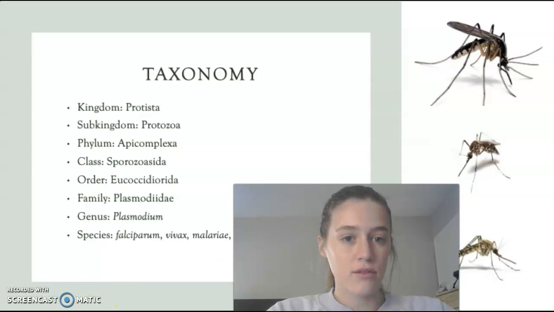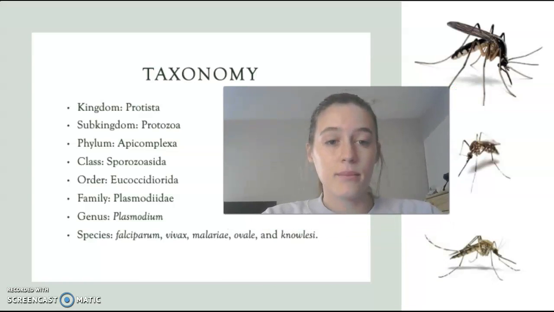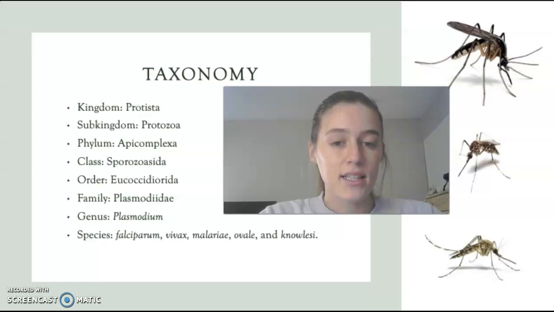So let me move myself here. The taxonomy for malaria: the kingdom is Protista, the subkingdom is Protozoa, the phylum is Apicomplexa, the class is Sporozoacida, the order is Eucoccidiorida. I'm so sorry, I butchered that. The family is Plasmodiidae. The genus is Plasmodium, and there are 5 species that are able to cause malaria in humans and animals. We'll talk about that later.